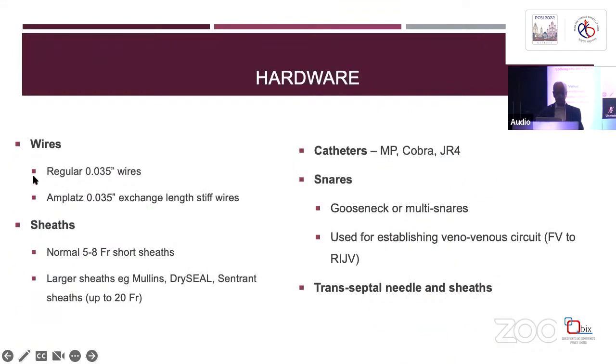The catheters and wires are straightforward, really. It's the regular 0.035-inch wires, and that can be Terumo or normal Teflon wires. Amplatz exchange length 0.035-inch wires. The sheaths, we generally go for 3 accesses, 2 femoral veins and an internal jugular vein. And for the internal jugular and the left femoral, between 5 and 8 French short sheaths are fine.